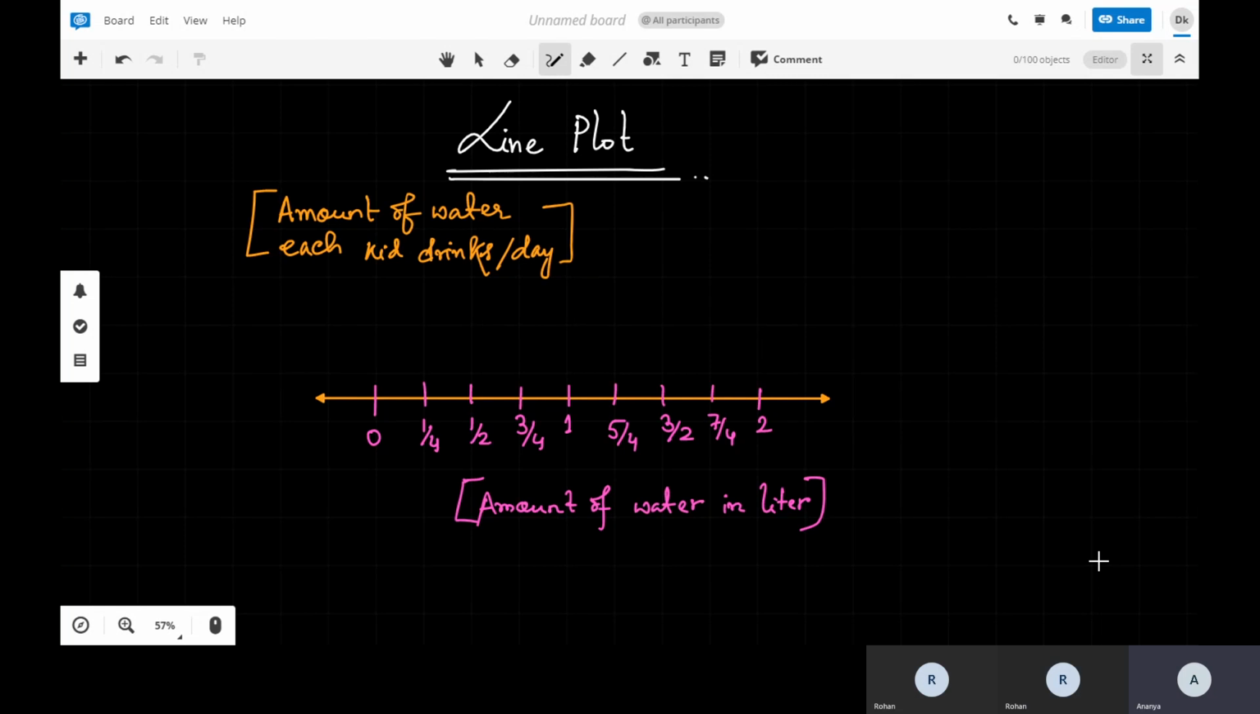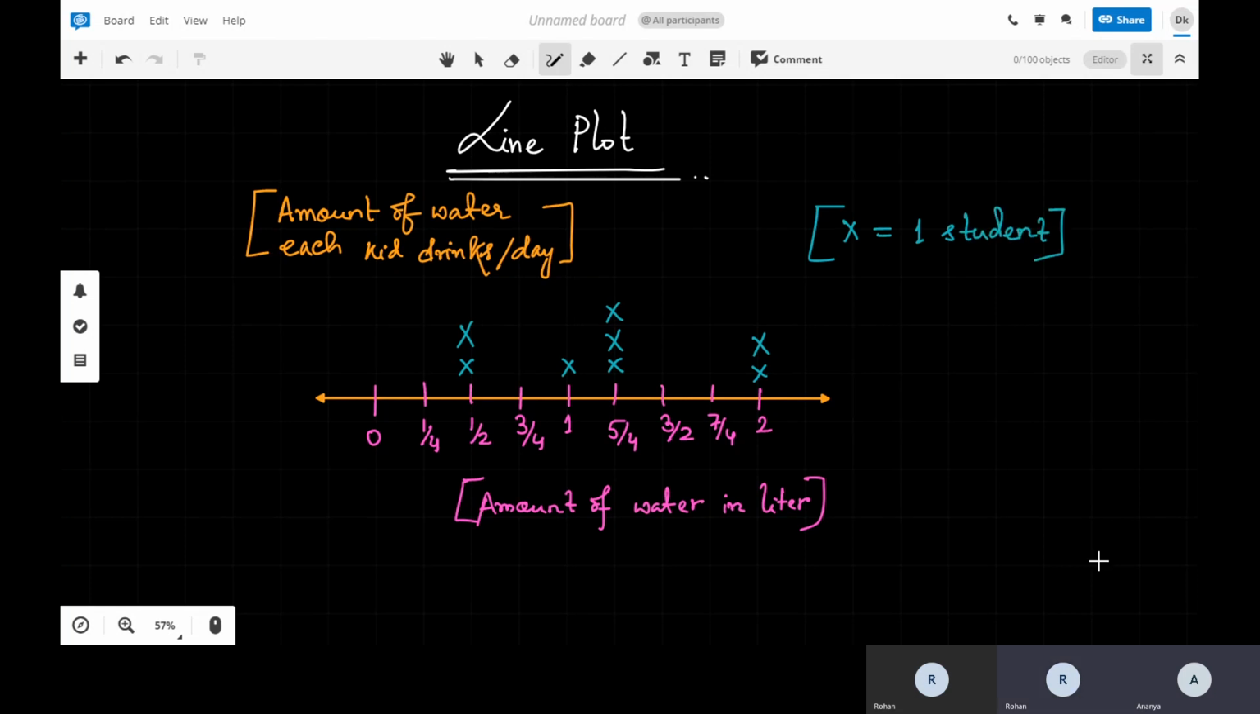Now let's say that two kids drink 1/2 liter of water per day. One kid drinks 1 liter of water every day, and three kids drink 5/4 liter of water every day. Also, two kids drink 2 liters of water every day. Now, why did I put the cross? Because the question would also tell us that one cross indicates one student.